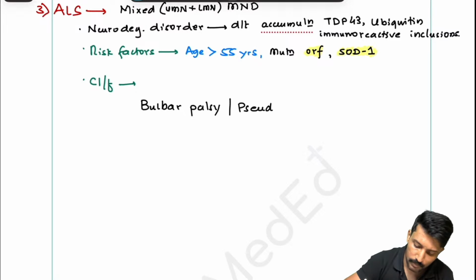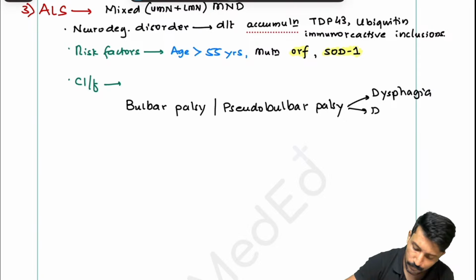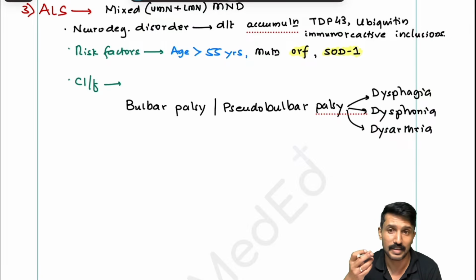And what are the symptoms of this bulbar or pseudo-bulbar palsy? The symptoms are 3 Ds. What are those 3 Ds? One is dysphagia, difficulty to eat, dysphonia, and the third one is dysarthria, difficulty to articulate speech. Voice production difficulty is dysphonia, difficulty to articulate is dysarthria, in bulbar and pseudobulbar palsy.